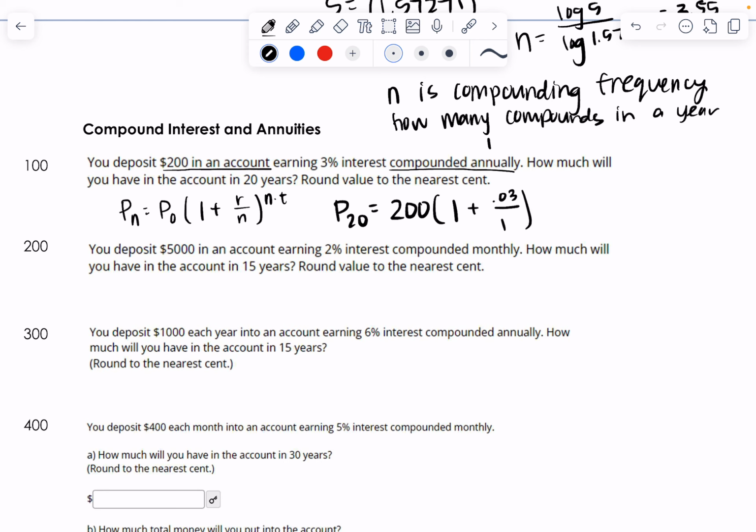So anyway, we would put 1 as our denominator, and then in the exponent, we would do 20 times 1. And I'm going to type that in my calculator. And I get $361.22. So that's how much would be in the account after 20 years. You deposit $200, and at the end of the 20 years, you'd have $361.